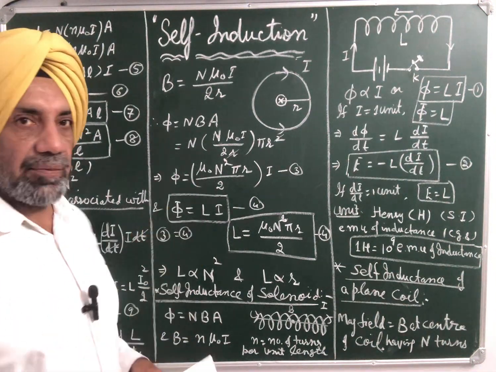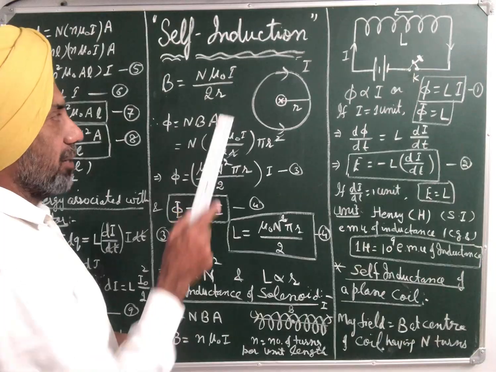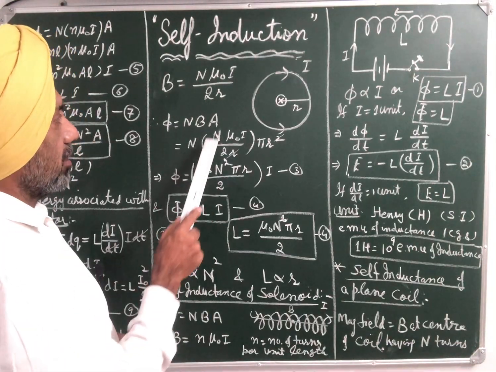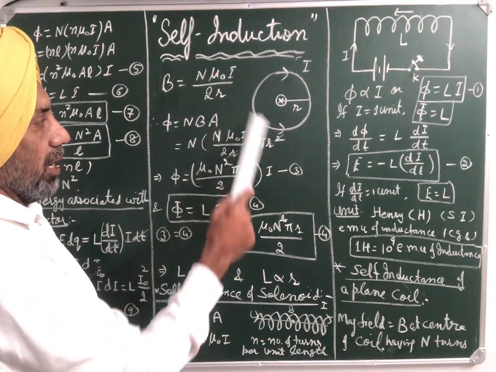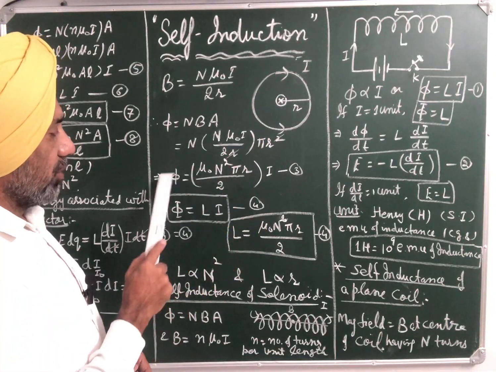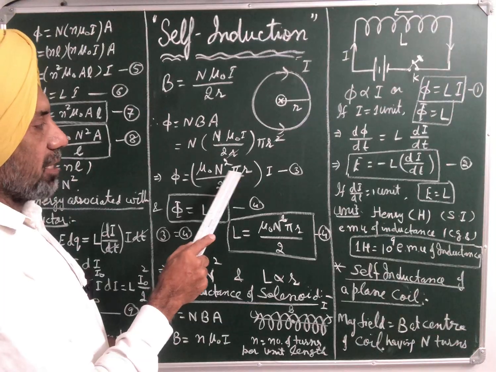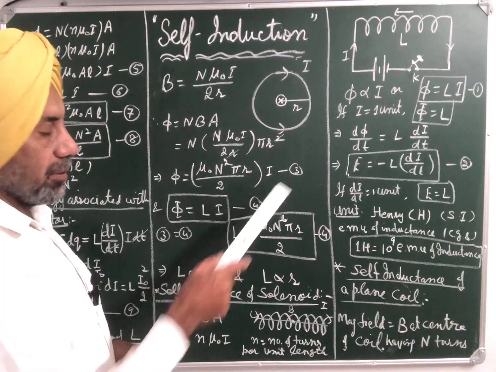Now magnetic flux by definition, phi is given by NBA. Therefore phi is equal to N, substitute the value of B, N mu naught I by 2R, into area of coil, pi R squared. 1 R cancels. So we get phi is equal to mu naught N squared pi R upon 2 into I.